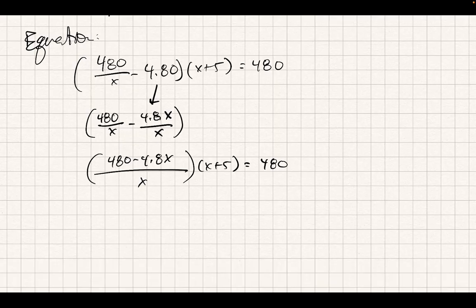So it gives me negative 4.8x plus 480. Times x squared? No, it's just x plus 5. It's still x plus 5. Because that whole thing is one term, so you only have to multiply one thing by x, because they all multiply together.